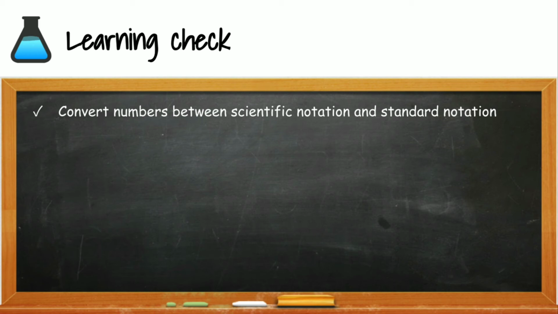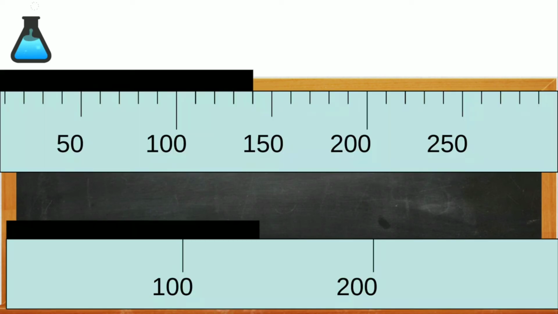By now, you should be able to convert between scientific notation and standard notation. When we look at these two rulers, you can see an example where scientific notation may be necessary to report measured values to the correct number of significant digits. So both of these rulers are measuring the same length, and the length here appears to be about 140 centimeters. The thing is that when we say 140 for the first ruler, we mean that we are estimating the ones place to be a 0.